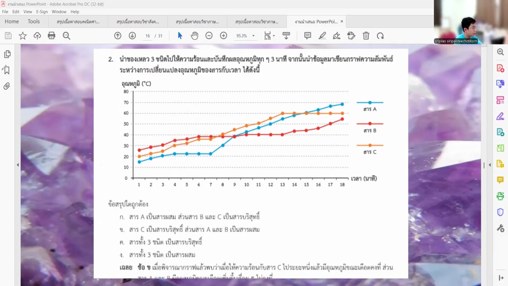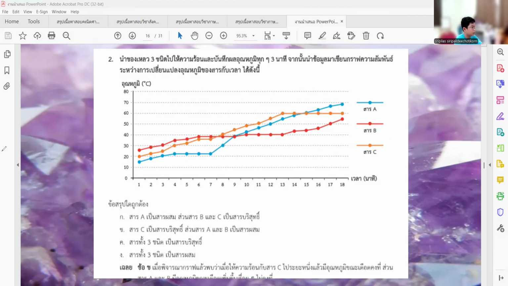Why? Look at the melting points. Look at A and B. A has an unstable melting point. See how it goes up and up. Look at B. It also is unstable. You might think that these short periods of stableness mean that it's stable. No. Look at the end. Still going up. So the answer is that C is a pure substance. The substance is stable once it hits 60.